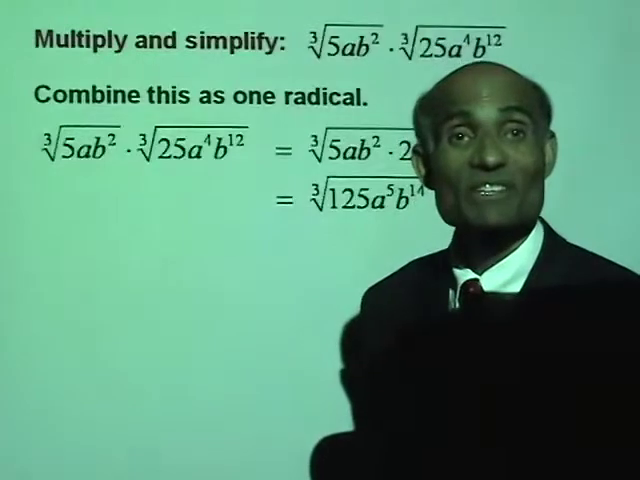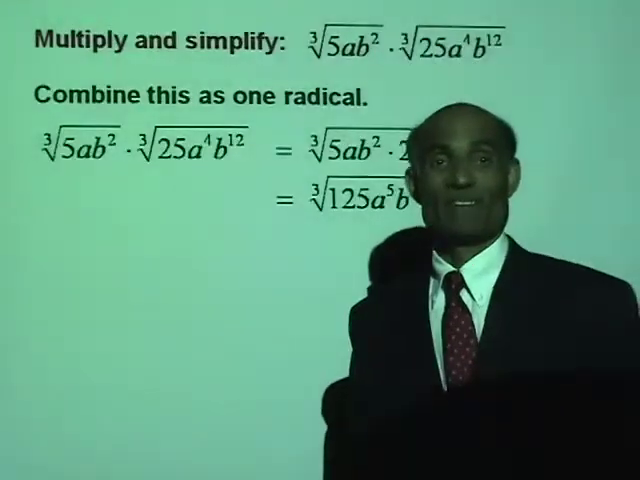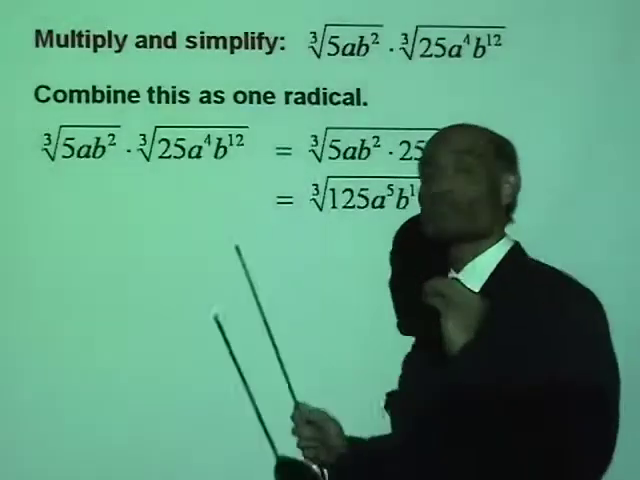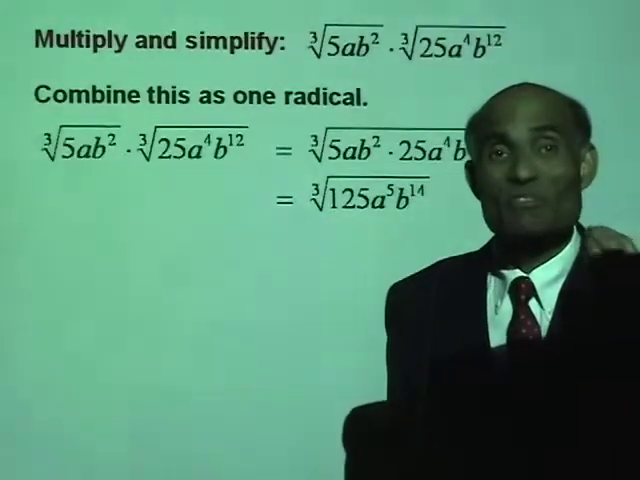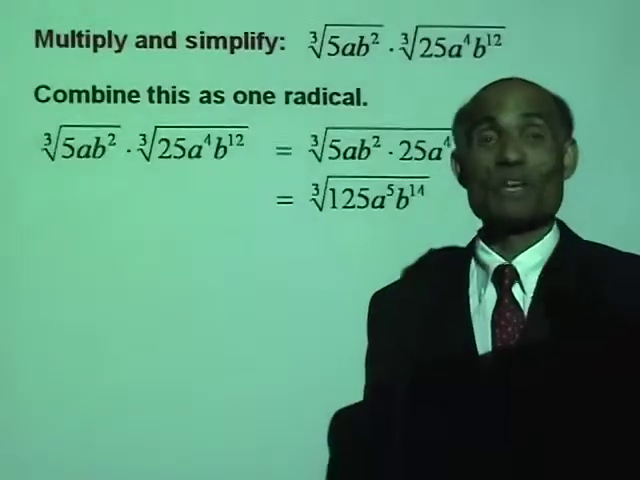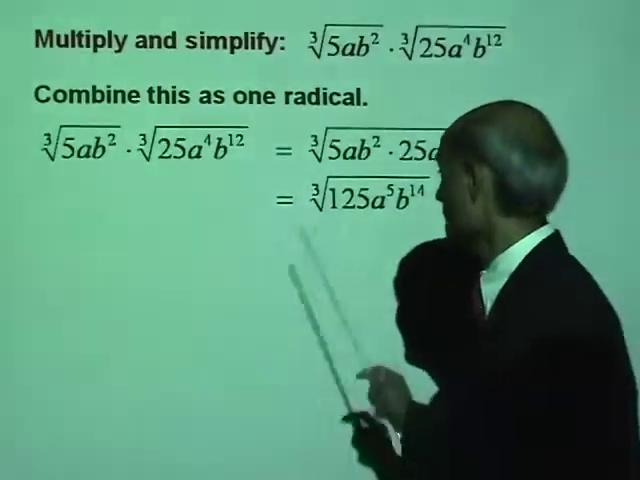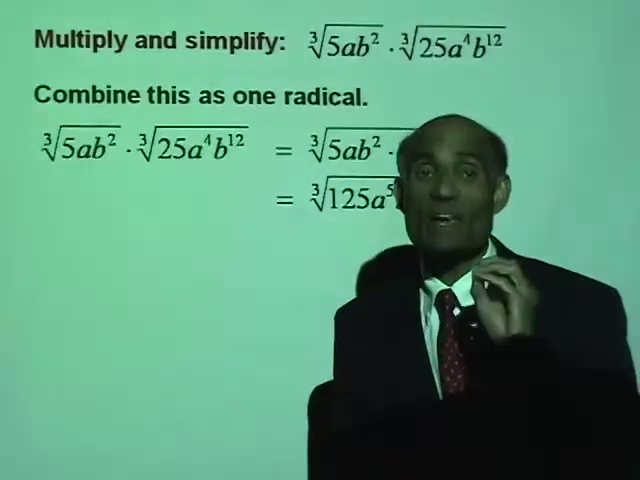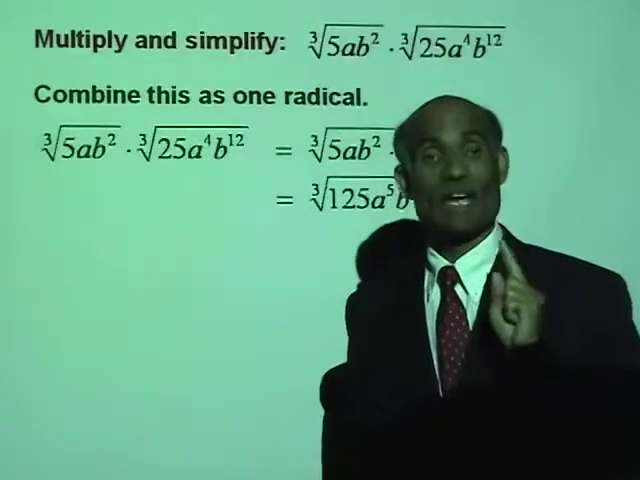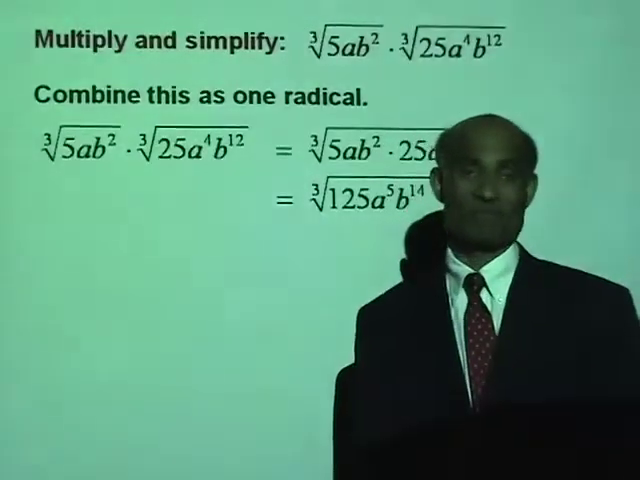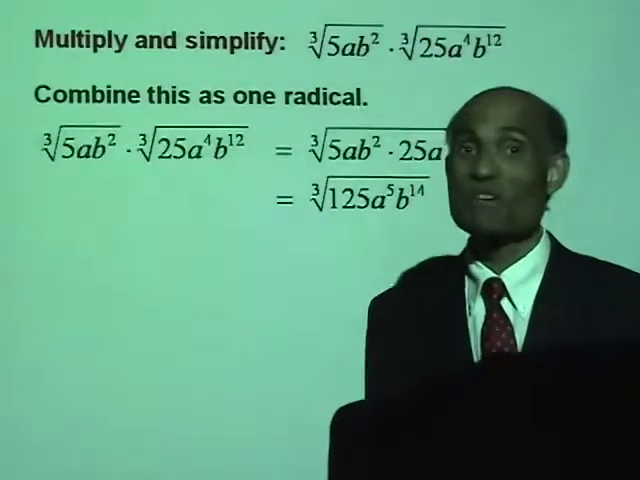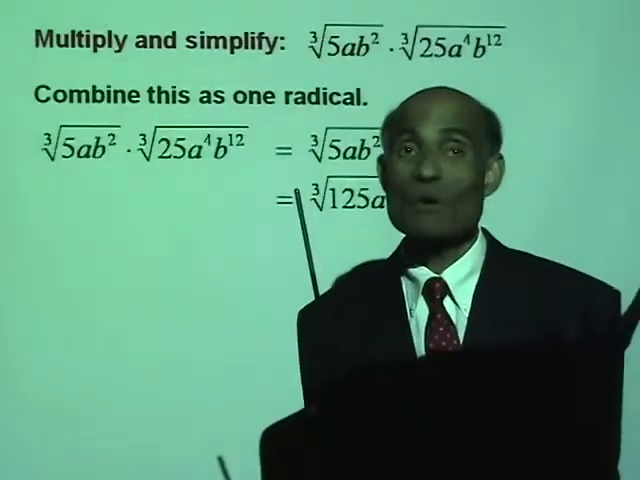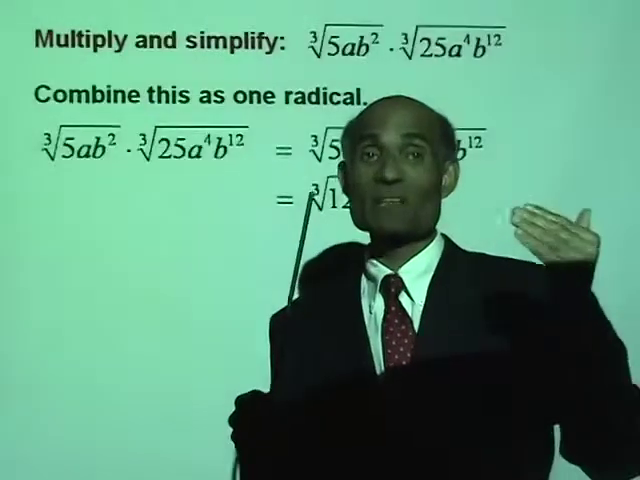Our next task is to simplify this. Alright, what do we do to simplify this? This is a cube root. That means you need to identify perfect cubes inside the radical sign. Let's start with 125. What is the highest perfect cube in 125? Let's see if anybody can recall that. What are the perfect cubes that we know? I have gone through with that several times.